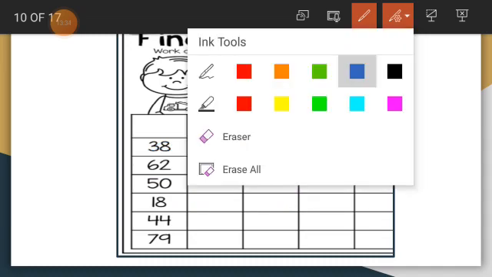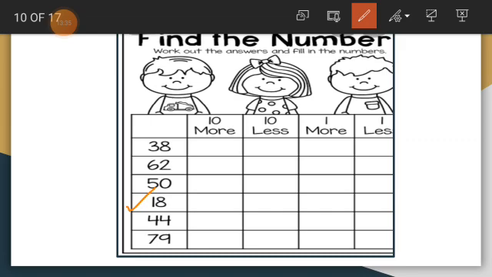First complete the next number, that is 18. Add the 10 in 18. What is the answer? 28. When we subtract the 10 from 18, what is the answer? 10. Very good. Okay, now add 1 in 18, 19 will come. Subtract 1 from 18, 17 will come. Is this clear now?